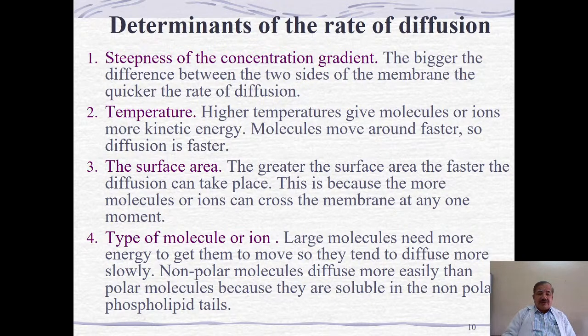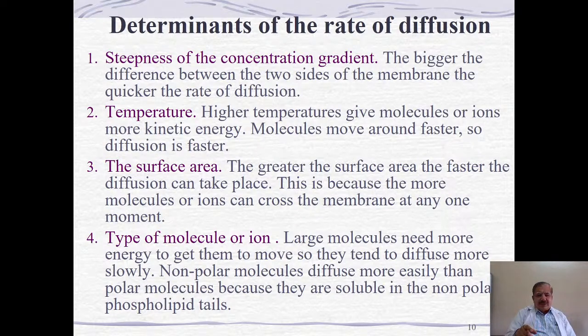The types of molecules or ions. Larger molecules need more energy to get them to move, so they tend to diffuse more slowly. The larger the molecule, the slower the rate of diffusion. Smaller molecules diffuse faster.